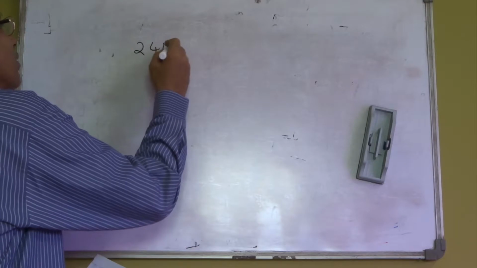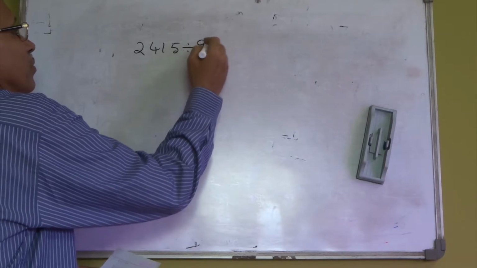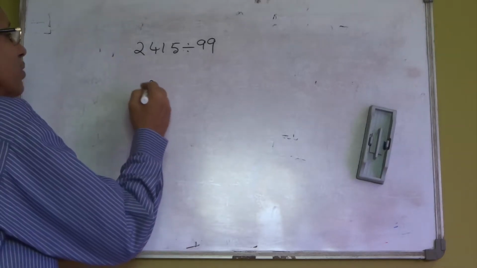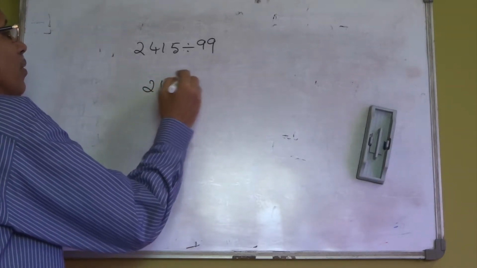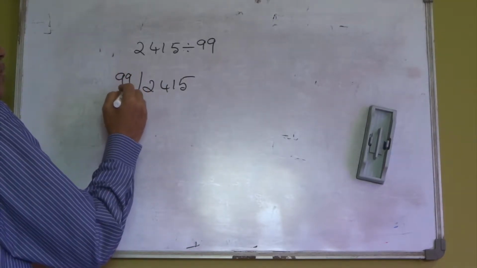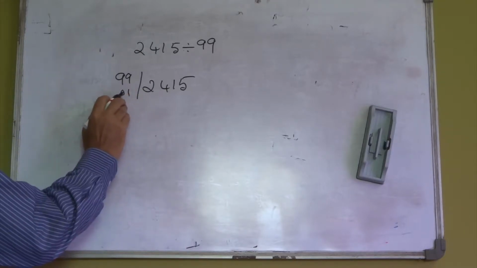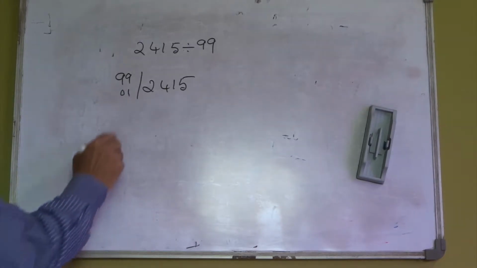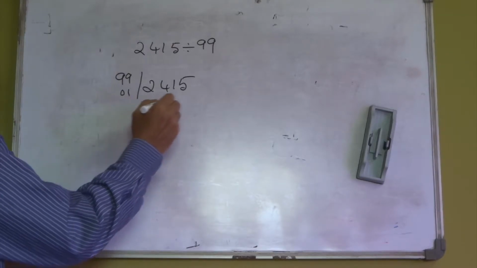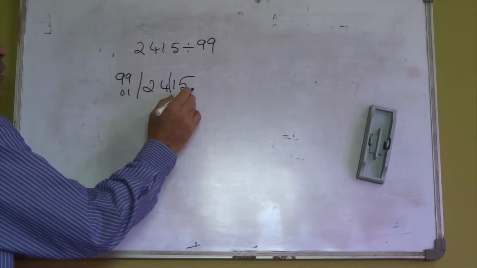Let us divide 2415 by 99. 99 is nearer to 100. So we write it like this: 2415, 99. 100 minus 99 is 01. We write it like this; it is always in the number of digits. How many zeros are there? In 100 there are 2 zeros, so it will be 01. Now 100 has 2 zeros, so from the right we mark 2 digits. The left part will be the full number, and the right part will be the decimal or the remainder.